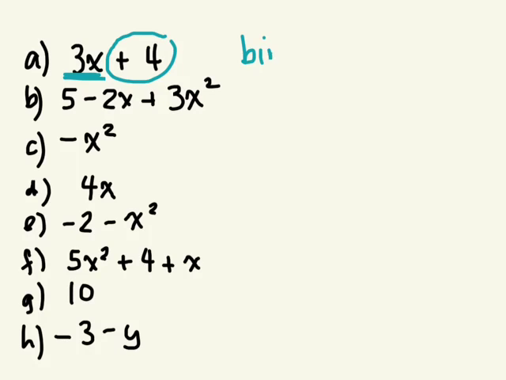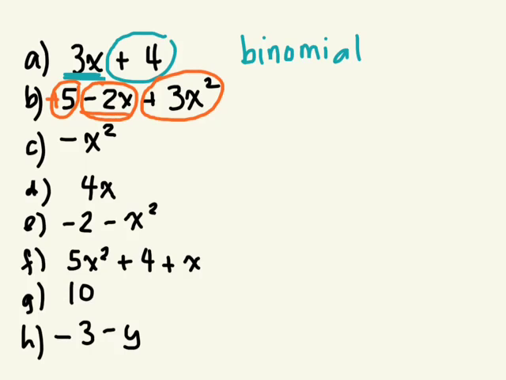It's a binomial. What about b? How many terms does b have? Good. 1, 2, 3. Again, plus and minus is what separates them, and the sign goes with the term. So I have a positive 5, I have a negative 2x, and I have a positive 3x squared. Because it's three terms, it's trinomial.